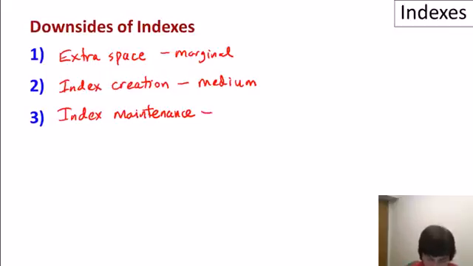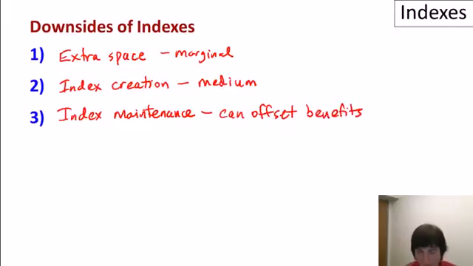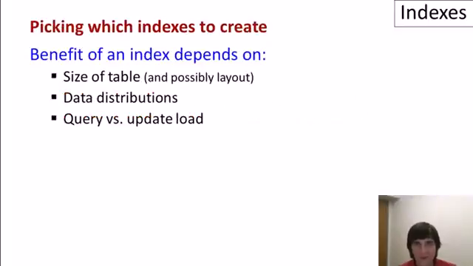So in fact, in a database that's modified a whole bunch and not queried all that often, the cost of index maintenance can actually offset the benefits of having the index. So it really is a cost-benefit trade-off to decide when to build indexes. So given that we have this cost-benefit trade-off, how do we figure out which indexes to create when we have a database and applications on that database?